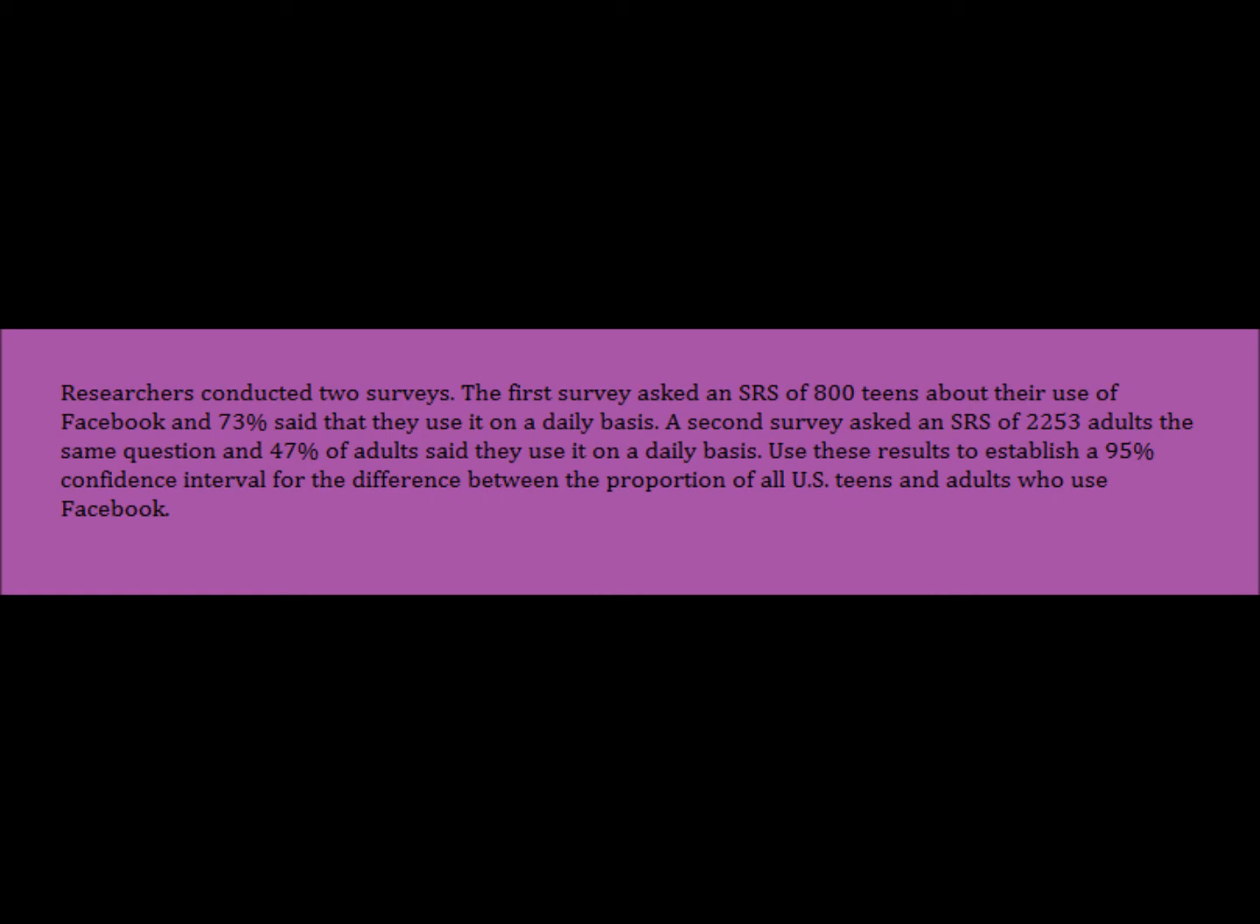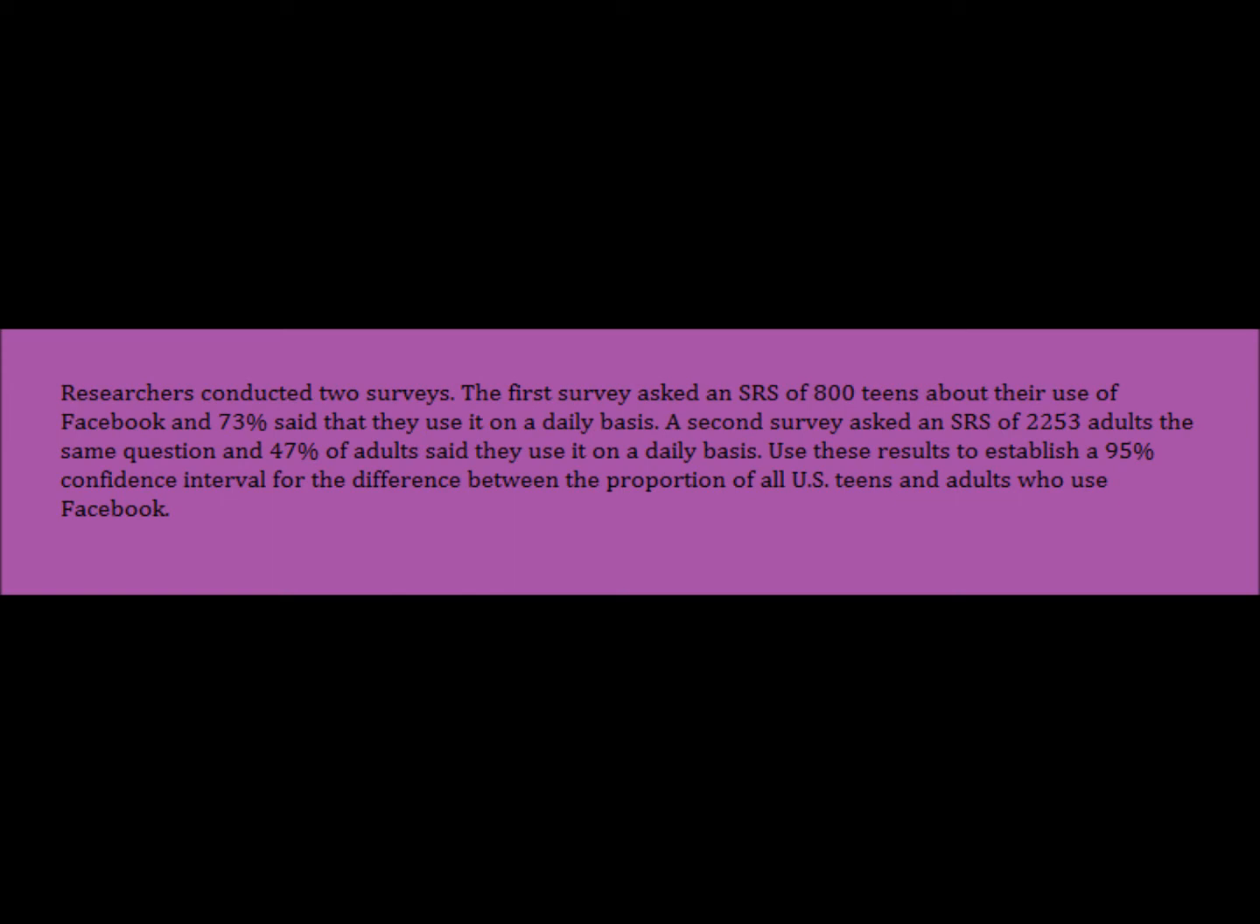Let's take a look at an example. Researchers conduct two surveys. The first survey asked an SRS of 800 teens about their use of Facebook, and 73% said that they use it on a daily basis. A second survey asked an SRS of 2,253 adults the same question, and 47% of adults said that they use it on a daily basis. Use these results to establish a 95% confidence interval for the difference between the proportion of all U.S. teens and adults who use Facebook.